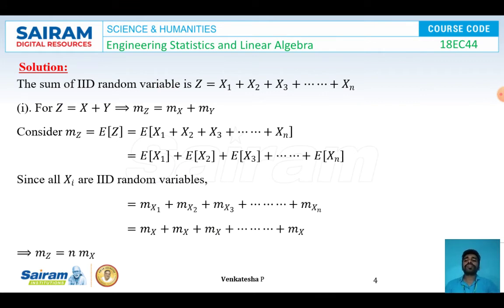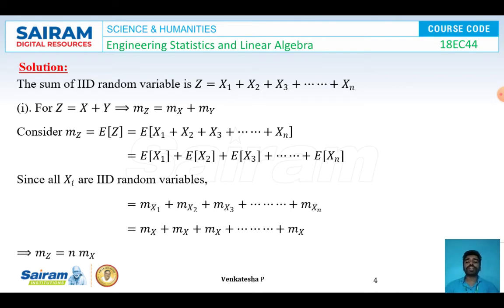So first consider the sum of IID random variables z is equal to x1 plus x2 plus x3 plus etc plus xn, and we have the formula from the sum of two independent random variables. That is, for z is equal to x plus y, we have mean of z is equal to mean of x plus mean of y. Now to find the mean of the sum of IID random variables, I am going to apply expectation to this equation. So I will get mean of z is equal to expectation of z is equal to expectation of x1 plus x2 plus x3 plus etc plus xn.